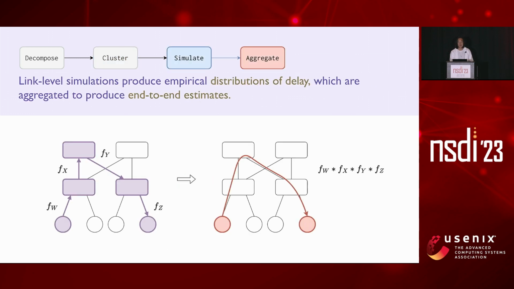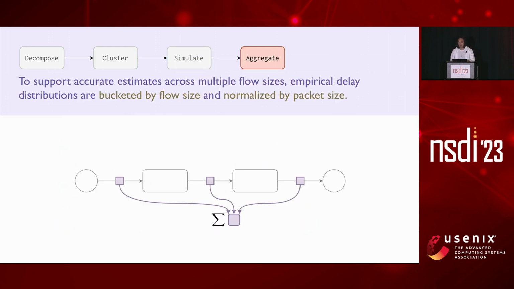Okay. Once the link level simulations are done, we have an empirical distribution of delays per link. How do we combine them? Right now, we just convolve them Monte Carlo style. But I'll add an extra wrinkle. We want accurate estimates across different flow sizes, too. You might want to know, how do short flows behave? How do long flows behave?